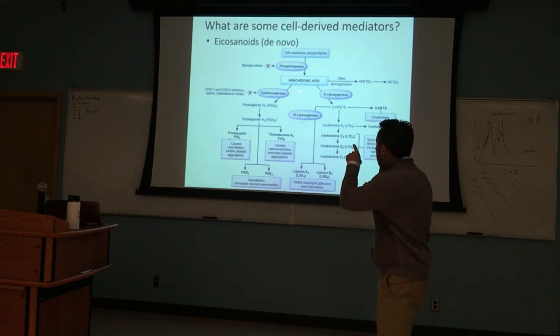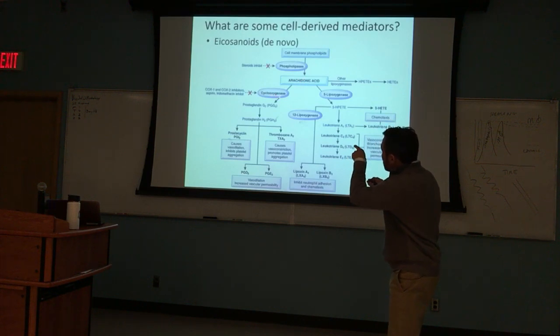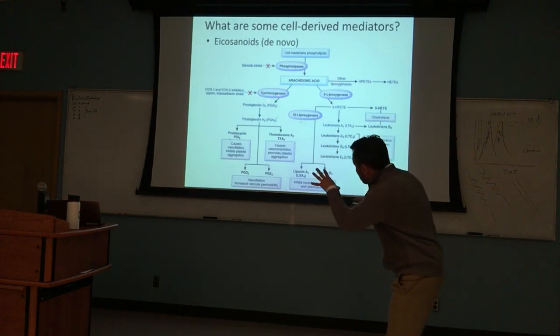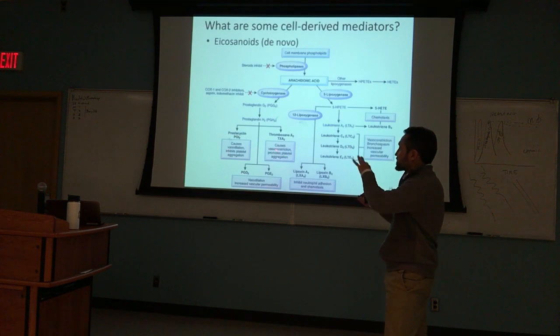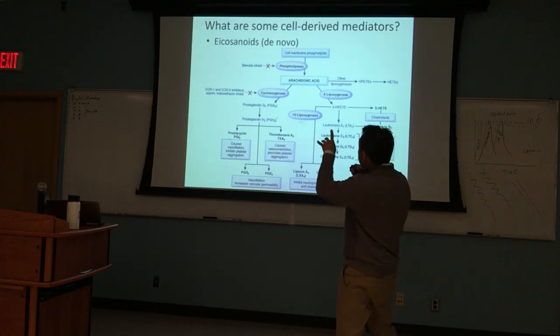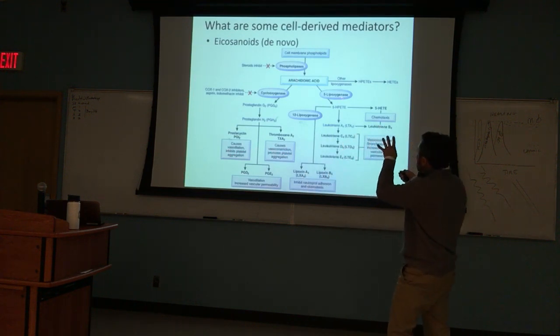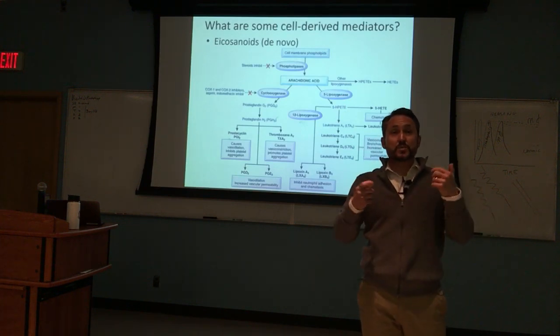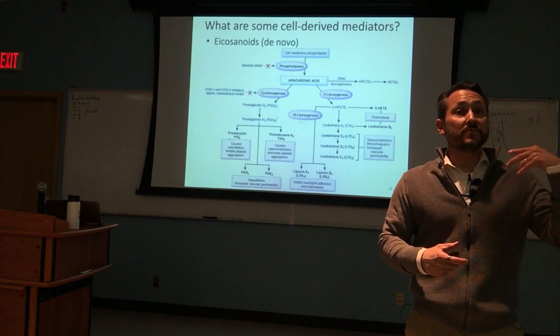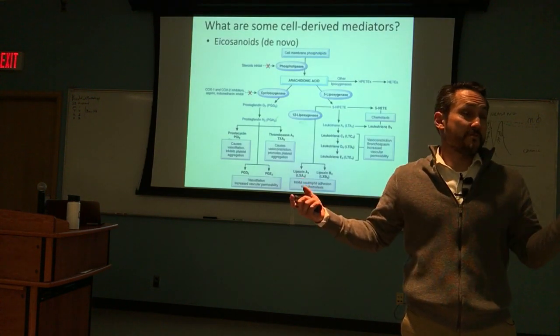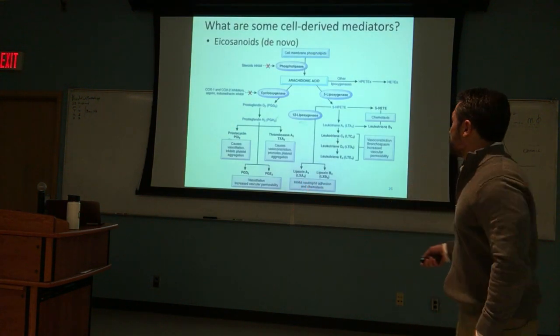And then arachidonic acid, through cyclooxygenase, makes my family of prostaglandins, which leads to prostacyclins and thromboxanes. And arachidonic acid, through 5-lipoxygenase, manufactures my family of leukotrienes. That's where I make these from. I make these from the cell membrane. Pretty straightforward, right?